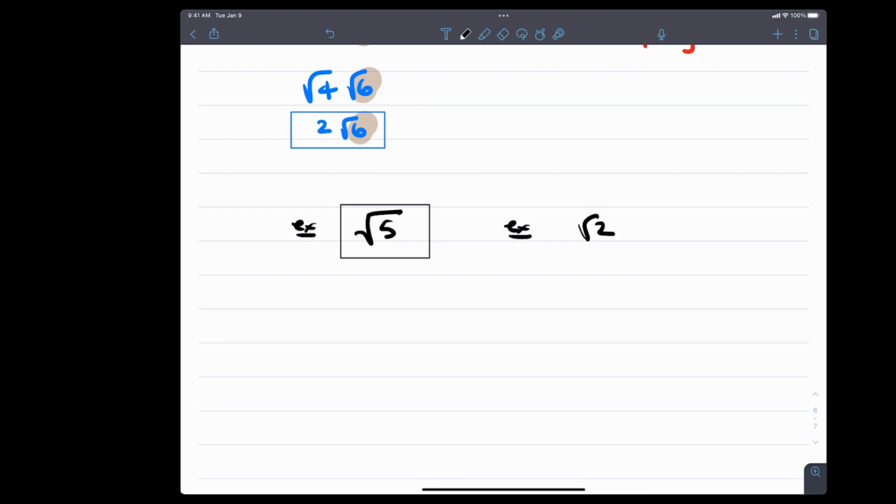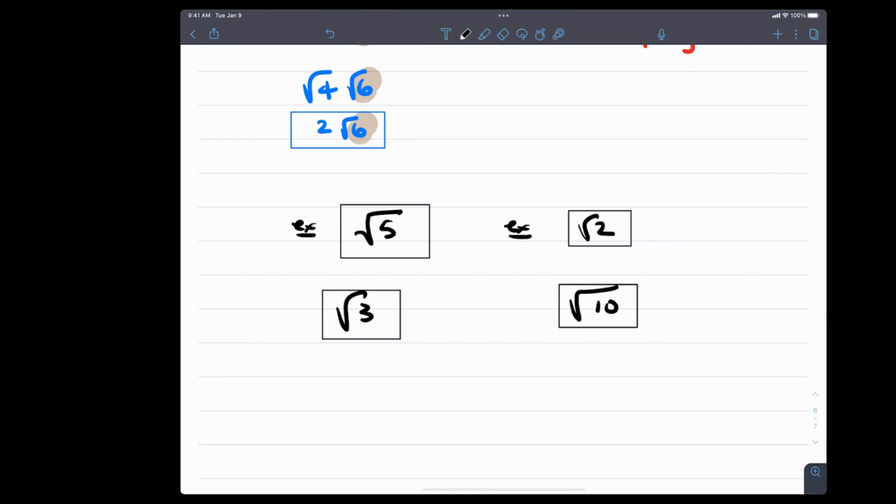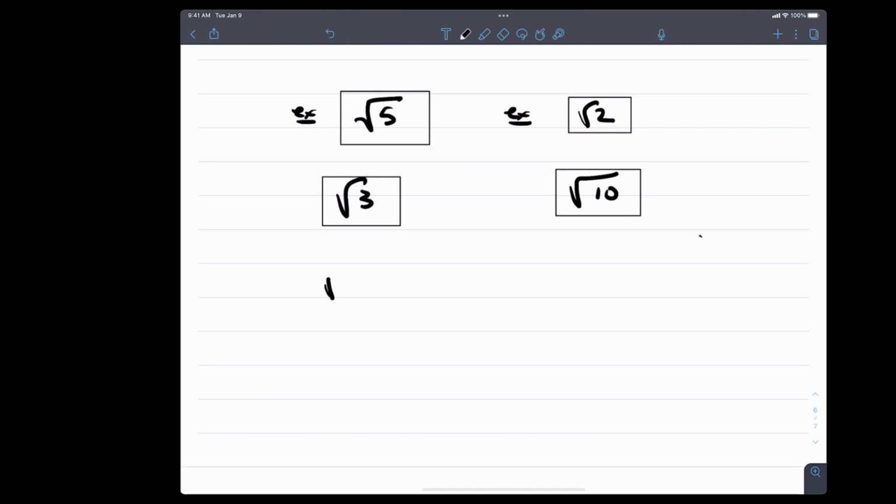Square root of 2. Already simplified. The largest perfect square that goes into it. Square root of 3. Largest perfect square is 1. Well, what about square root of 10? What's the largest perfect square that goes into it? 1. Then it's already simplified. Square root of 15. Largest perfect square that goes into it is 1. Okay. Square root of 30. What's the largest? It has to be the largest. It's also 1, by the way.